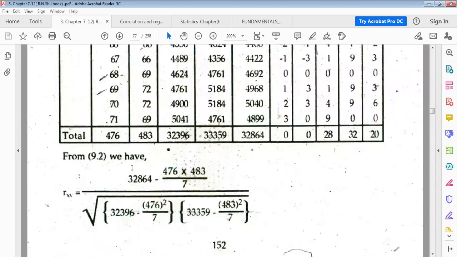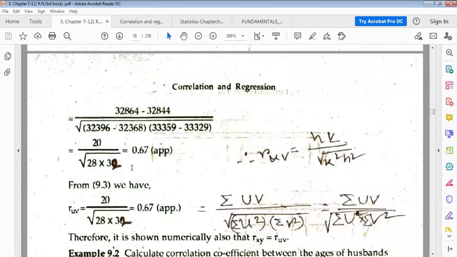So numerically we have proved that the correlation coefficient between u and v and the correlation coefficient between x and y are equal, and this is a positive correlation. So we can say that this is a strong correlation.